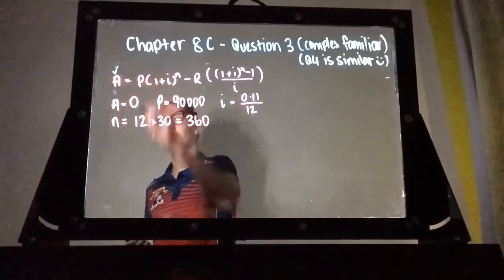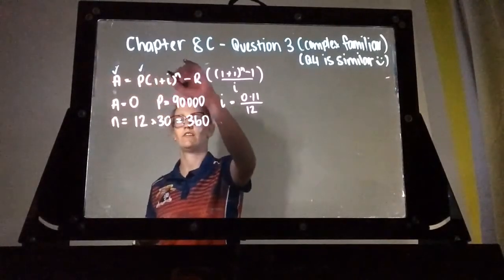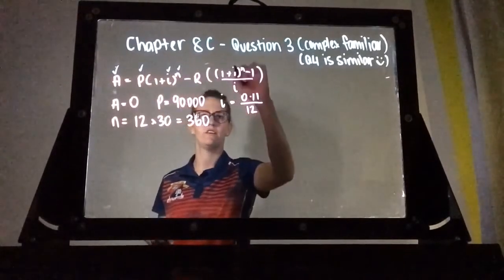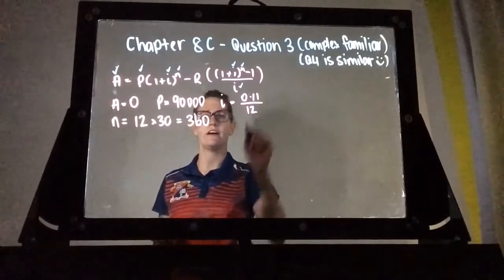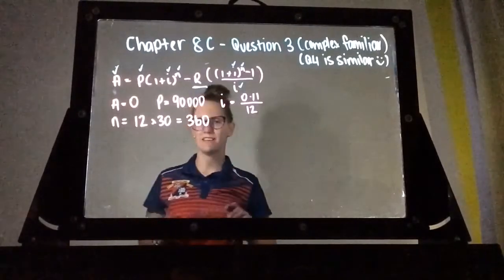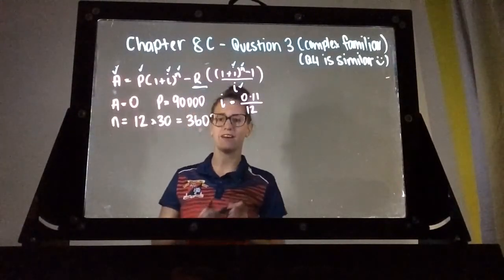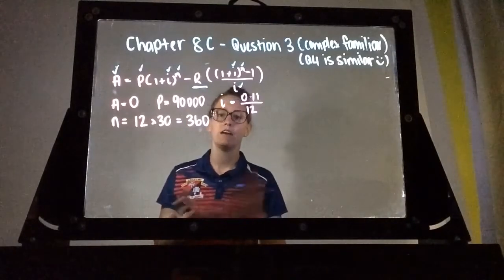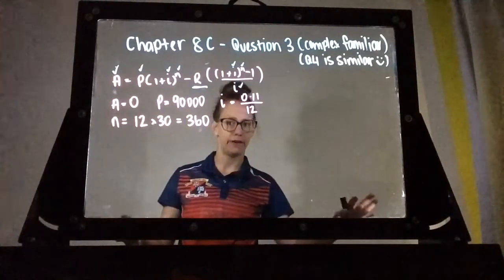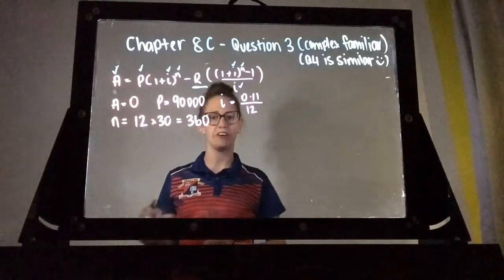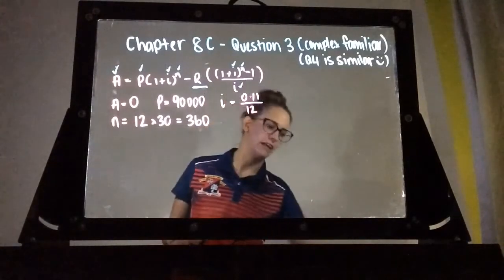Well, I've got an A value, I've got a P, an I, and an N. Excellent. So the only one I'm missing is the capital R value, which means I can solve this algebraically. Now, I will let you know, you do need a fair bit of space for this algebra that I'm about to show you. I'll try and spread it out as best I can.